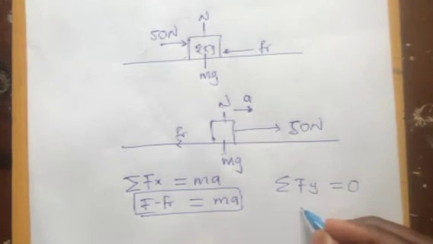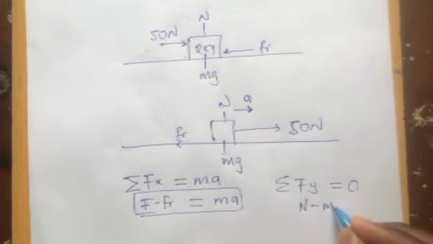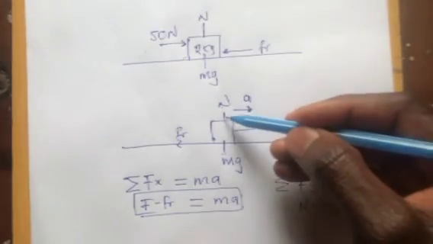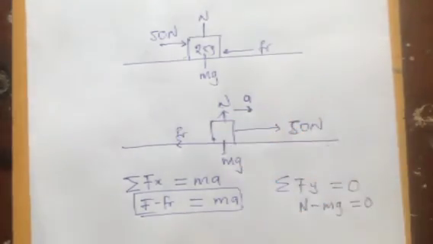And what are we going to get here? We are going to get N minus mg. It has to give us 0. The reason we are saying it has to be minus is because one is moving up and the other is trying to oppose, moving downwards. So we are going to have the normal force has to be equal to mg. That is the relationship which is there.